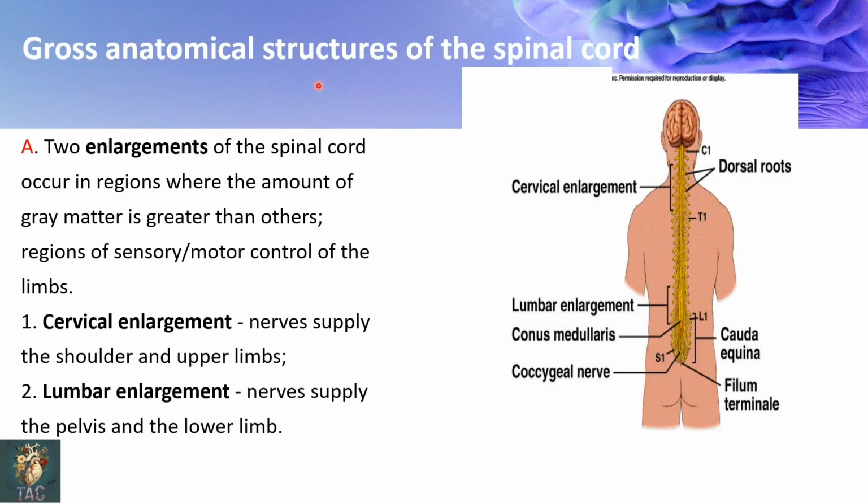So next are the gross anatomical features of the spinal cord. The two enlargements of the spinal cord, as I have told you, occur where the amount of gray matter is greater than in other regions, for the sensory and motor control of the limbs. One is the cervical enlargement to supply the upper limb, and the other is the lumbar enlargement to supply the lower limb. These are the two basic enlargements related to the motor supply of the upper and lower limb.